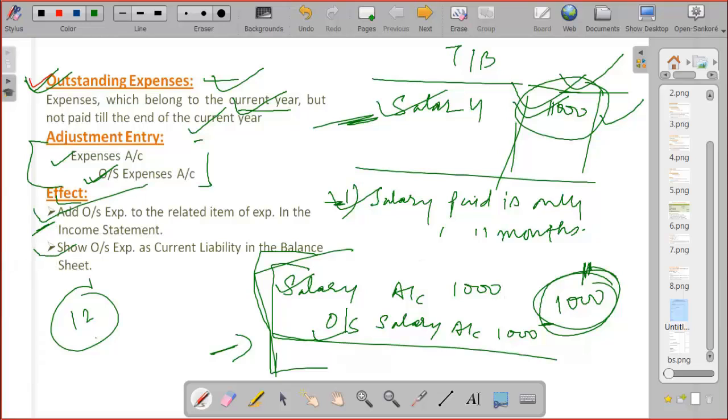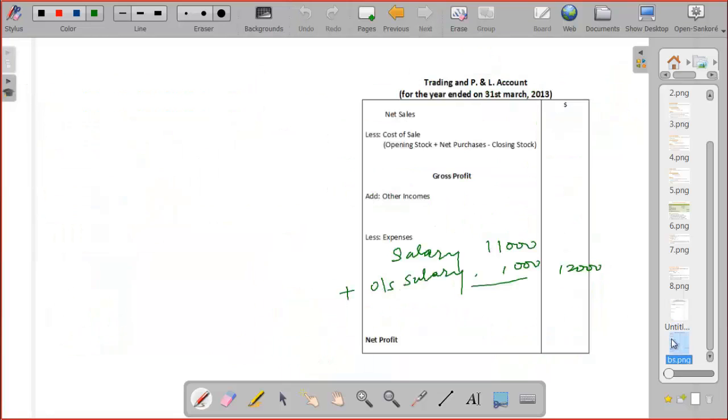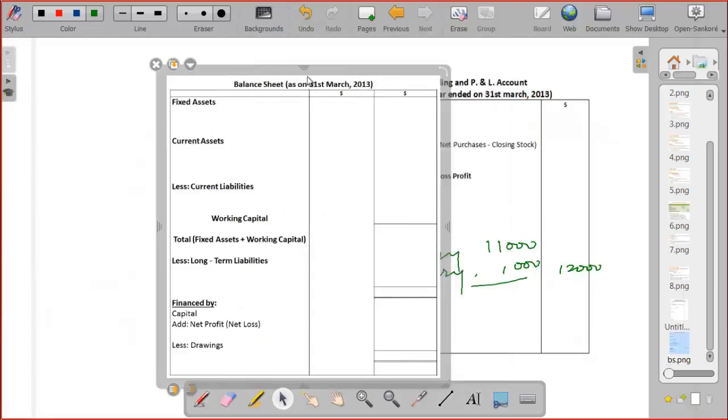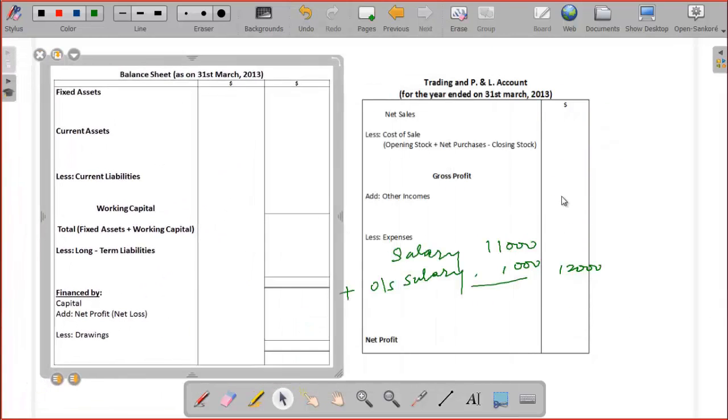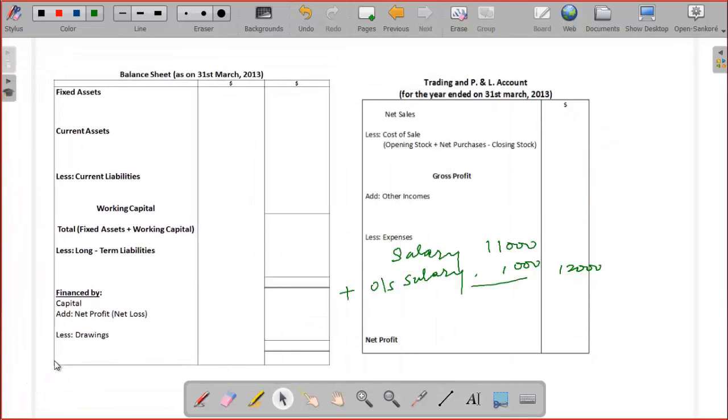Okay, now see the second effect is which one? Show outstanding expense as a current liability in the balance sheet. Okay, so see in the balance sheet, after doing this, what I will do. I will show the outstanding expense in the balance sheet under head current liability. Now see, this is our current liability now. So here I will show outstanding salary, and the amount I will show 1000. Got it? So understood the effect of adjustment entry.